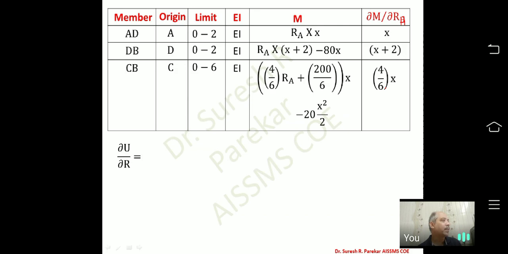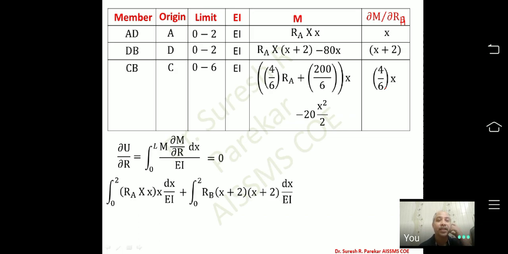So now integrating the table, we have dU by dRA. So we have first RA into X, and that is X dX upon EI, first part. Then we have RA into X plus 2, X plus 2. Then we have minus 80X into X plus 2 dX upon EI, and that will be your due to 80.